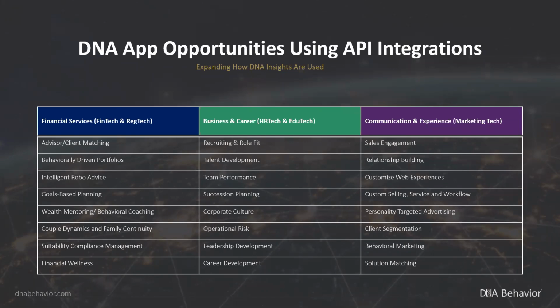We can do goals-based planning. That's something that we actively do with Financial DNA, and we have all those insights available for the API. Wealth mentoring and behavioral coaching: wealth mentoring, the way that we define it, is helping an individual identify what their quality of life goals are and helping map those goals to specific steps to help individuals achieve them. That's something that our API can do.